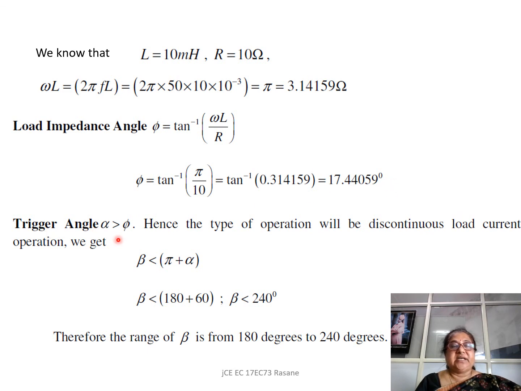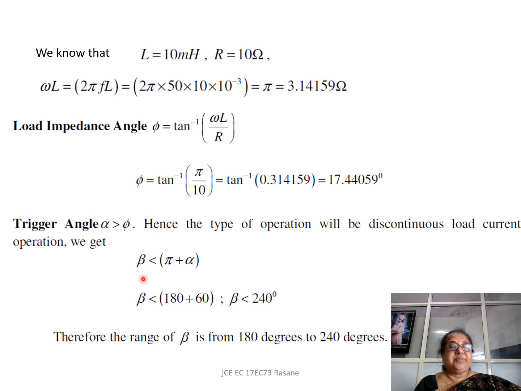Trigger angle alpha is greater than phi. Hence, the type of operation will be discontinuous. Alpha has been given as 60 degrees, and looking at phi, it is 17.4. So we know that the trigger angle alpha is greater than phi, and if alpha is greater than phi, then the operation will be a discontinuous load current operation.